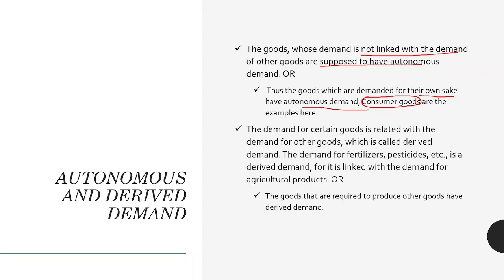Then comes derived demand. In derived demand, the demand is related to the demand of other goods. So we do not need these goods on their own. For example, take fertilizers and pesticides. We need them only when we are doing agricultural practices. So these are derived demand. The goods required to produce other goods have derived demand. And a very important example is labor. Labor is derived demand.